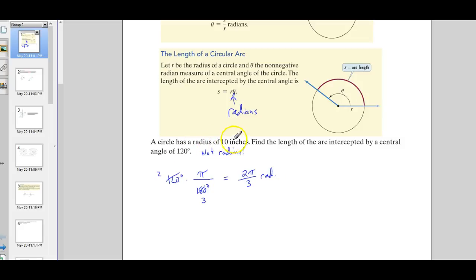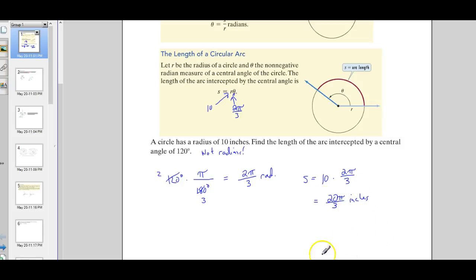The circle has a radius of 10 inches, so that's R. That's 10. And now theta, we know theta in radians. The radian measure is 2 pi over 3. So what is the arc length? The arc length is 10 times 2 pi over 3, which can be simplified to 20 pi over 3. And that would be inches. Alright, the same units as the radius.